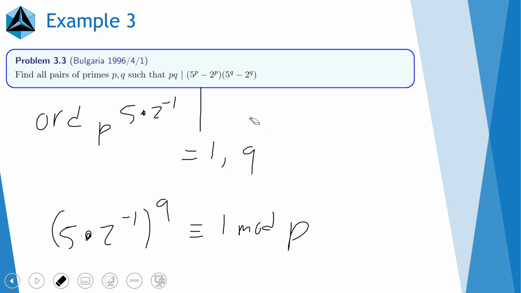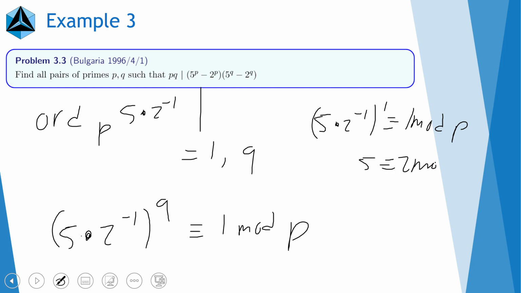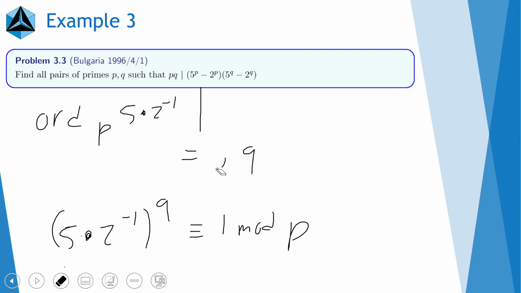So let's say, for example, that it was equal to 1. Then that means that 5 times 2 to the negative 1 to the 1st power is congruent to 1 mod p. But this is the same as 5 is congruent to 2 mod p, which gives us that p is equal to 3. And that's not particularly useful because we've already found all the pairs where p is equal to 3. So now we can just assume that our only possibility for the order of 5 times 2 to the negative 1 mod p is q.